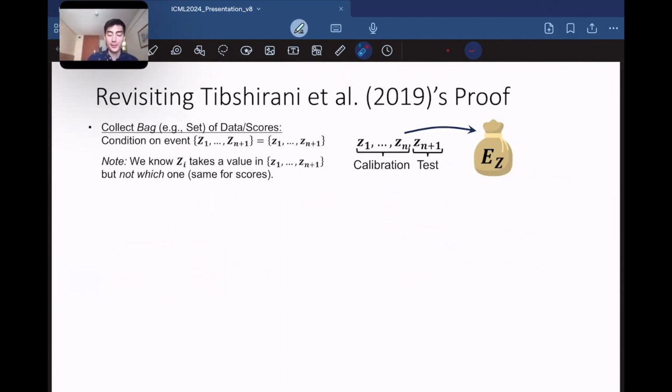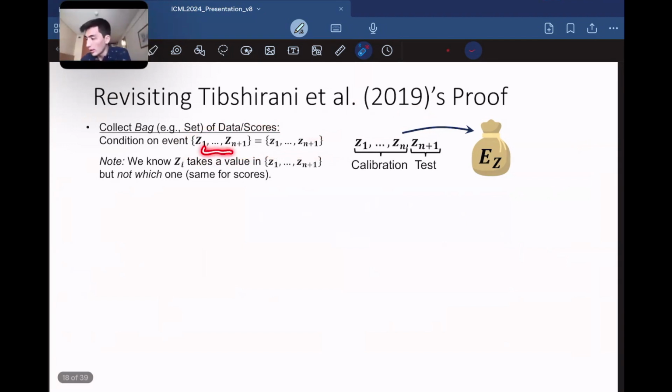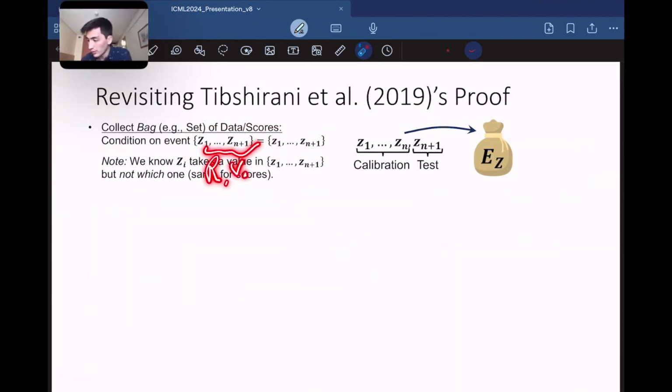All right, so the setup from Tibshirani et al., which is important for our paper, starts by collecting just a bag of data points. Here Z_i for each i is used to represent a covariate-label pair, with X being the input covariates and Y being the label we're trying to predict. We condition on a set equality event between these capital letters, which are the random variables, and these lowercase letters, which are the observations.